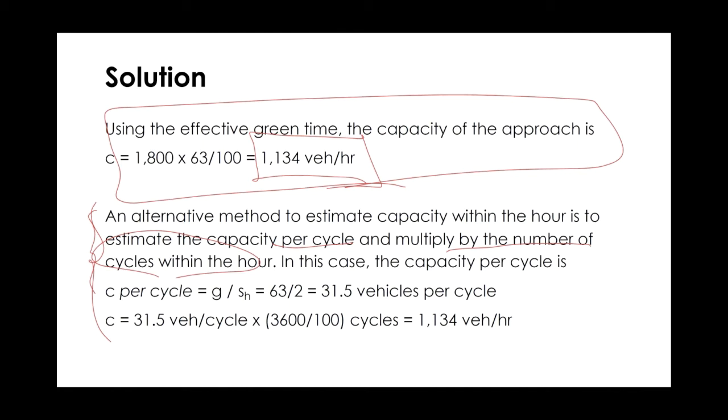But there's another alternative method here, where you calculate the capacity per cycle, which is the effective green time divided by the saturation headway. So this means 31.5 vehicles per cycle will go through. And then if you want to convert that to vehicles per hour, you just multiply that by 3,600 over 100, and you get the same number. So you see it's the same number. But as I said, I think the first approach is more intuitive and easier to interpret physically, at least for me.